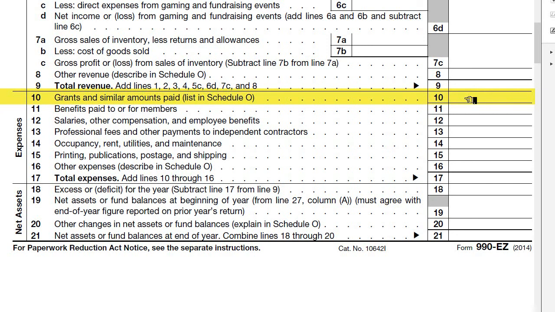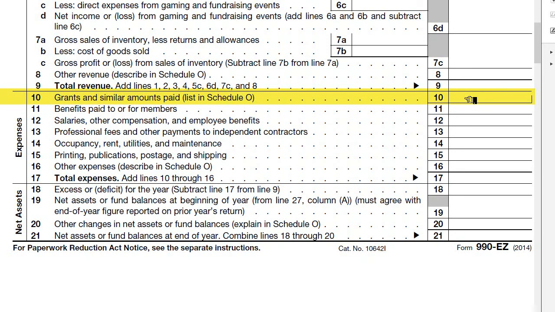Also, any payments or grants to affiliates would go here. For instance, if you're a local organization and you have a state or a national organization that you remit some dues payment to every year, or some sort of annual payment, that would go here. You do not put on line 10 any sort of dues paid to unrelated organizations. Say if you're a member of some sort of professional association, that would not go here. That would go down on line 16, other expenses.